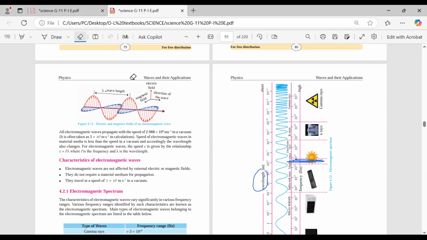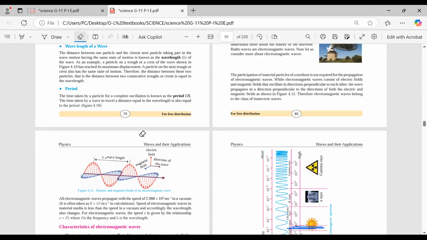So what is this picture now? Electric and magnetic field of an electromagnetic wave. I will explain with this. Look at this. Electromagnetic waves consist of electric fields and magnetic fields that oscillate in directions perpendicular to each other, and the wave propagates in the direction perpendicular to both the electric and magnetic fields. Now, can you see here?